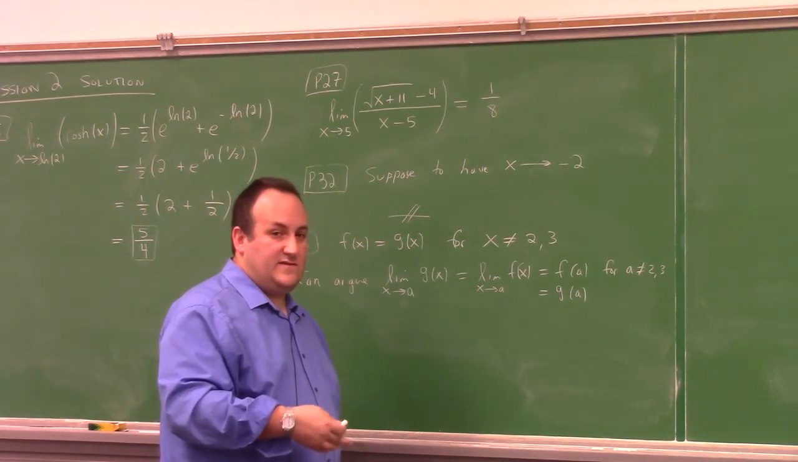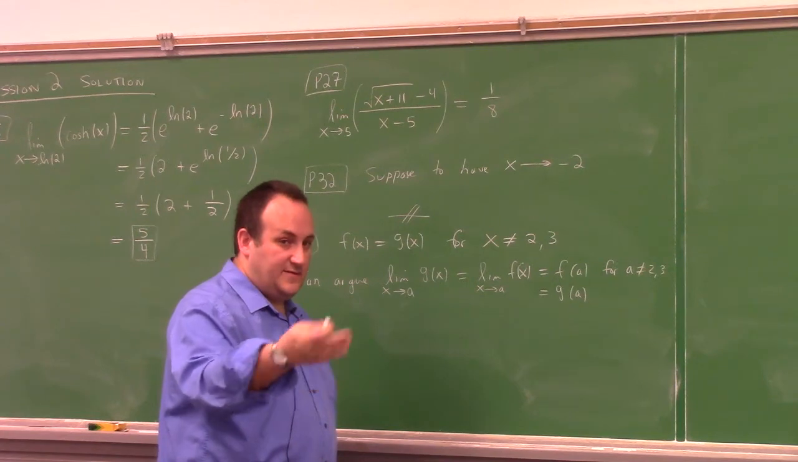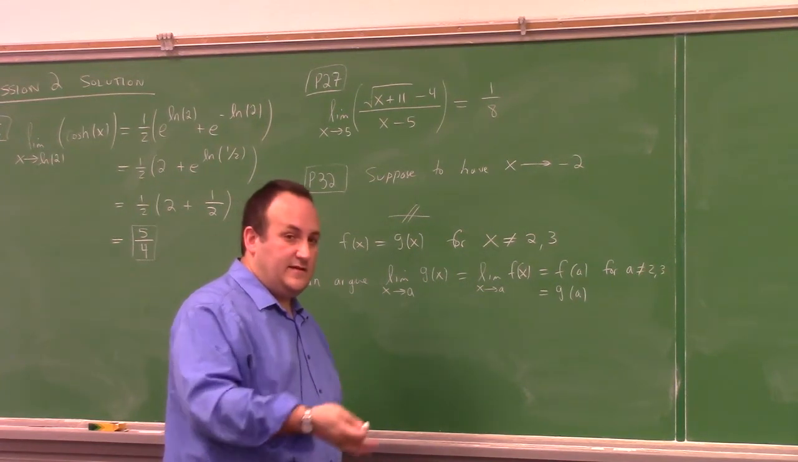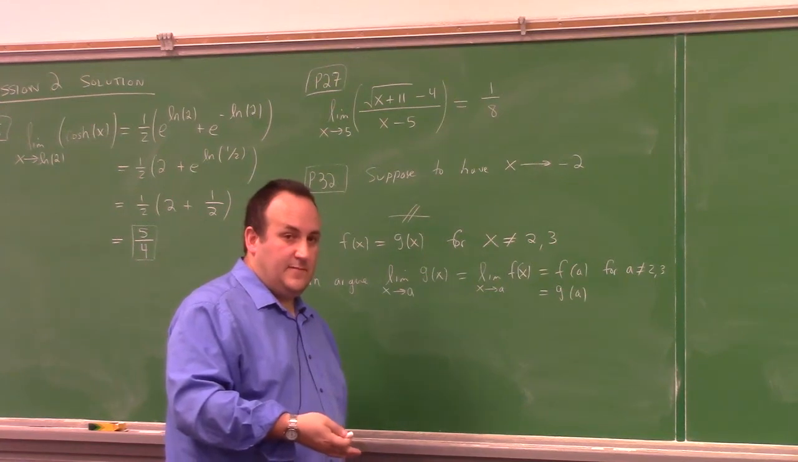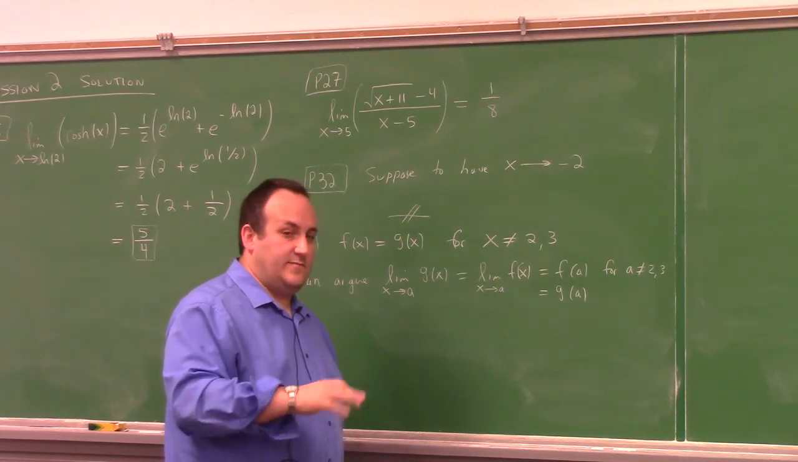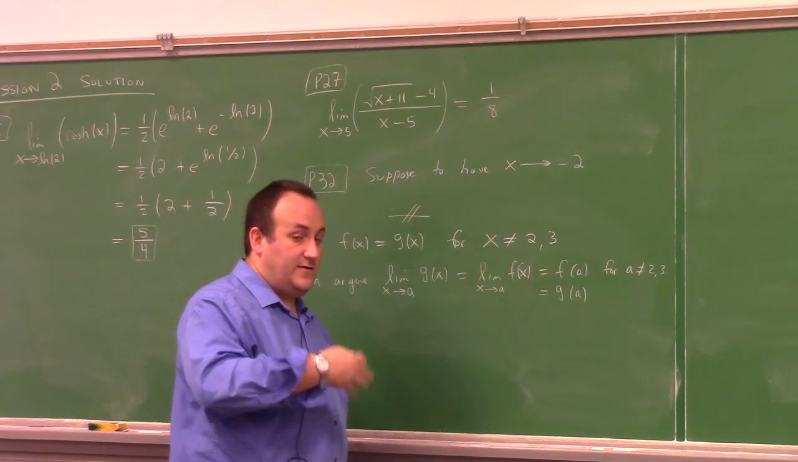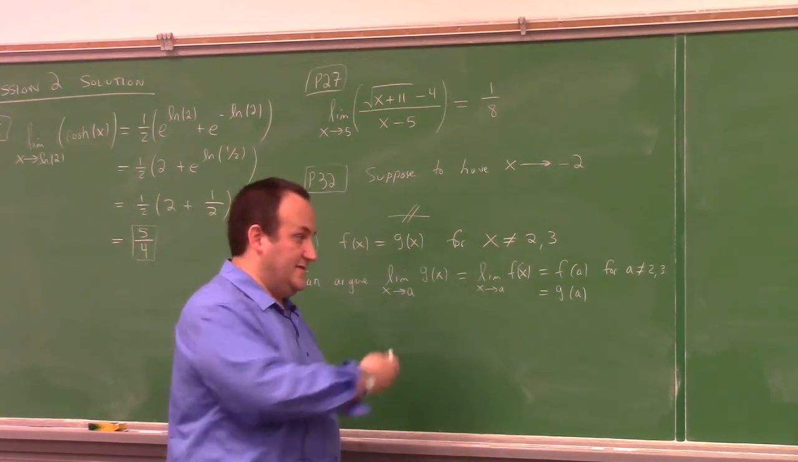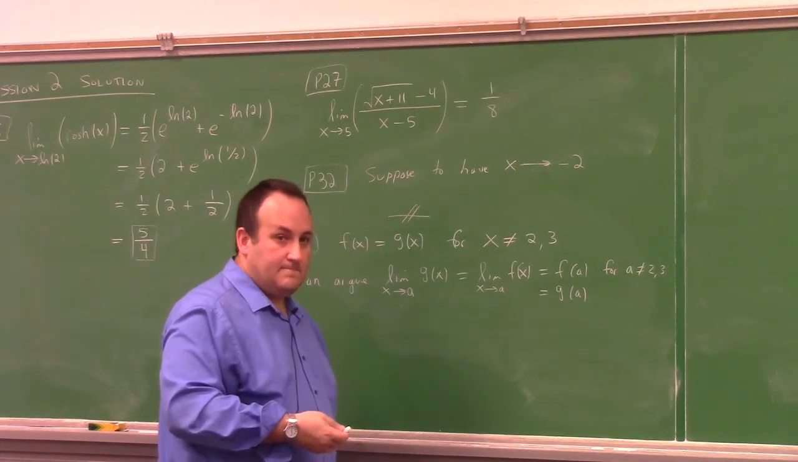So the question asks you, what values do you have to give to g of 2 and to g of 3 to make g a continuous function, right? So what I'm saying is it boils down to just fixing, all you have to do is specify the values of g of 2 and g of 3 and you're done because of this observation, right?